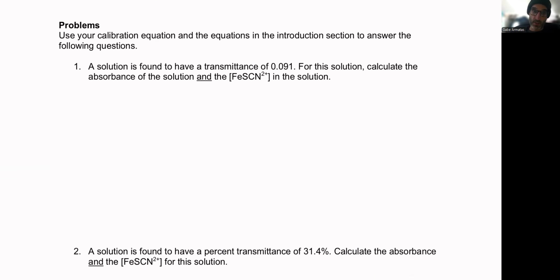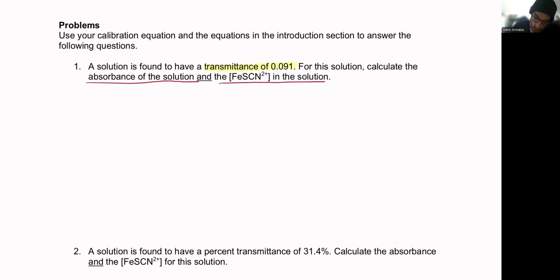So we're going to do some calculation. My information is based on a previous lab that I did with my students. So you have to use the data, not my data, but the data that you got from lab. A solution is found to have a transmittance of 0.091. For this solution, calculate the absorbance. Okay, so we're looking for the absorbance and the iron thiocyanate solution concentration.